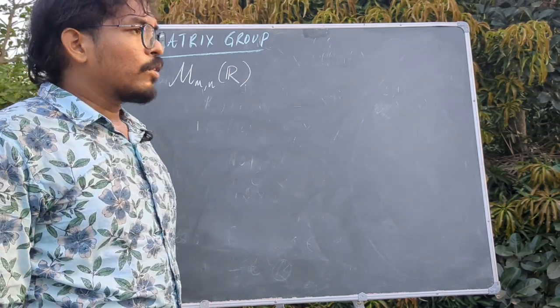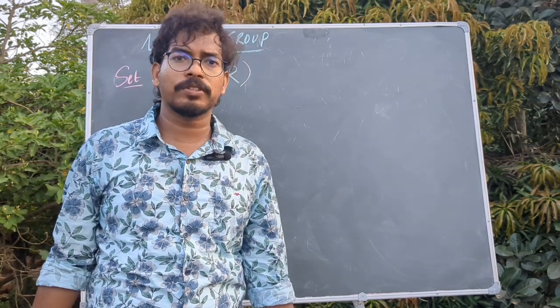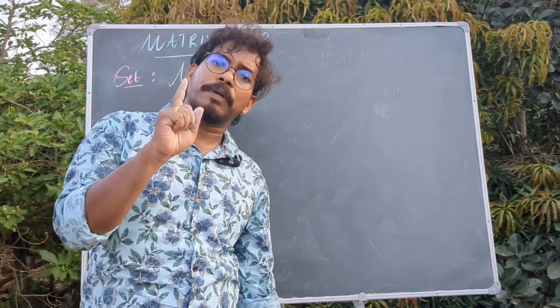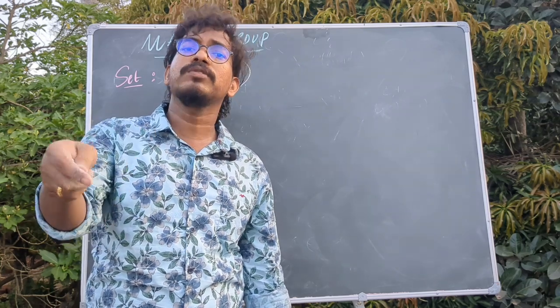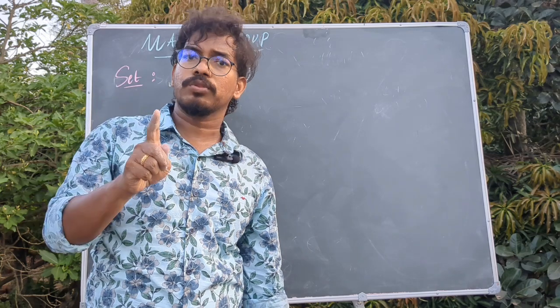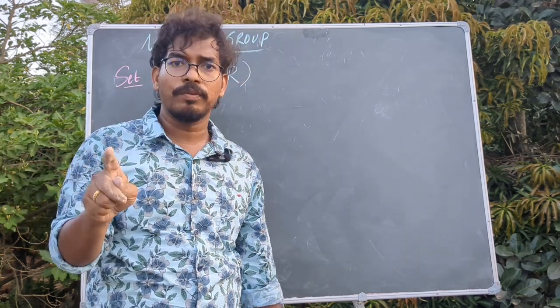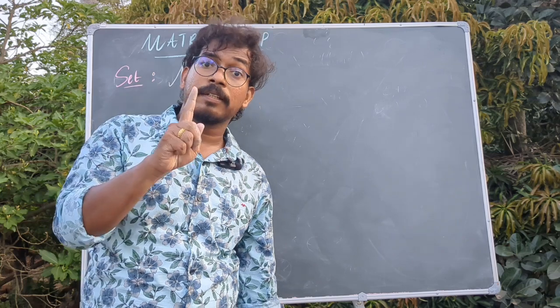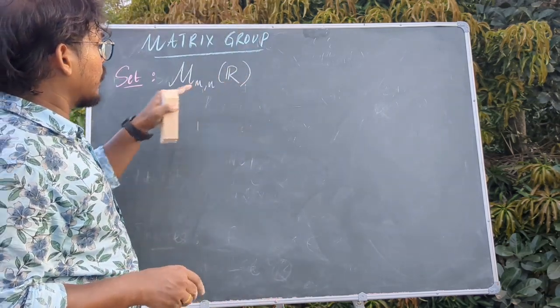To show that a set under a binary operation is a group, we must be familiar with this set and the binary operation. Then only we can prove the group axioms. So prior to showing that any set under any binary operation is a group, we must know this set and the operation properly. So what is this set?